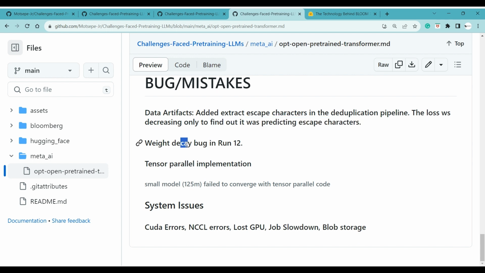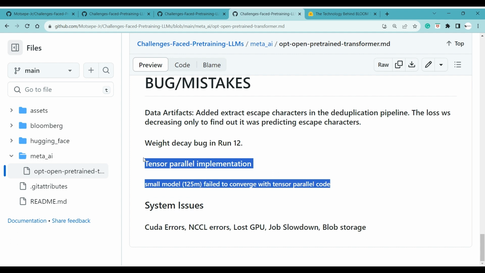Anyway, the weight decay bug, they did not mention a lot. What was the bug with the weight decay? They just said that at run 12 there was a weight decay bug. And the tensor parallelism code, like I said, they saw that the 125 million model failed, and this also shows the importance of starting small. You train your 125 million model and already see these challenges, before you go to something like billions.